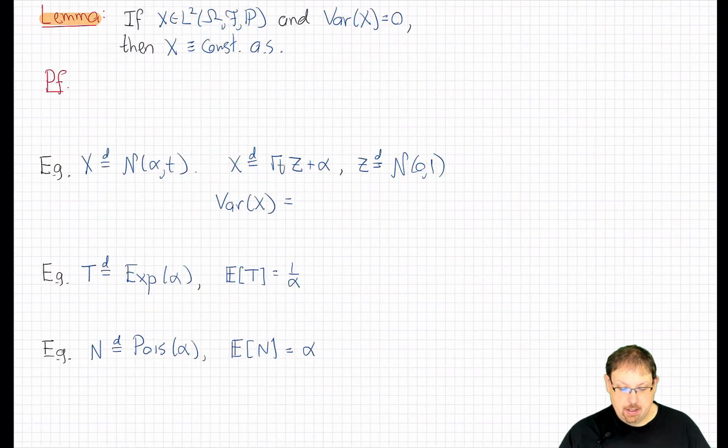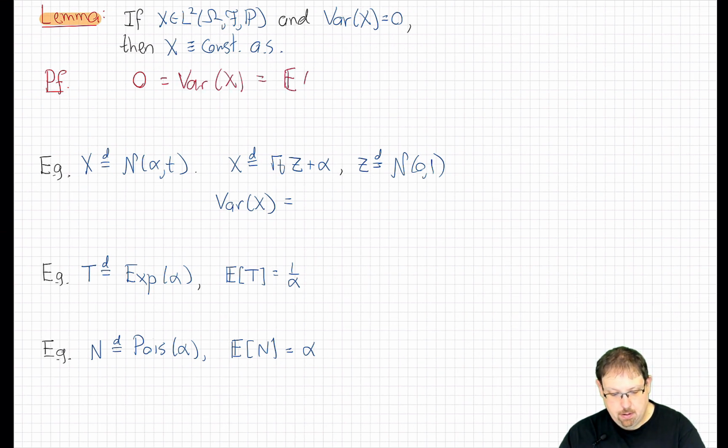For example, here is a basic lemma. If x is any L2 random variable that has variance 0, then it is actually constant. Again, because our random variables are only defined up to a set of measure 0, it is constant almost surely. Now that's really just a restatement of a theorem we've already proved, because what we're saying here is that 0 is the variance of x, which is the expected value of the centered version of x squared. But that centered version of x squared is, of course, a non-negative random variable.